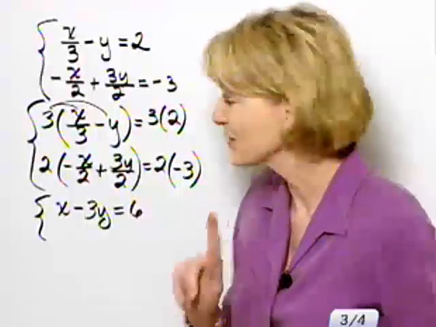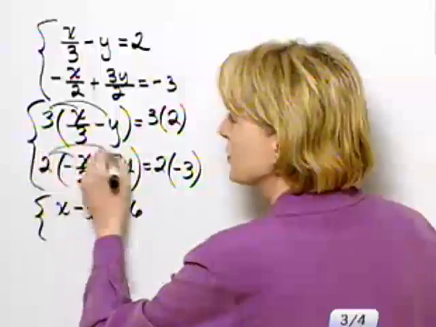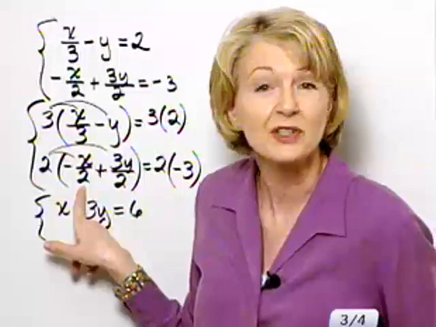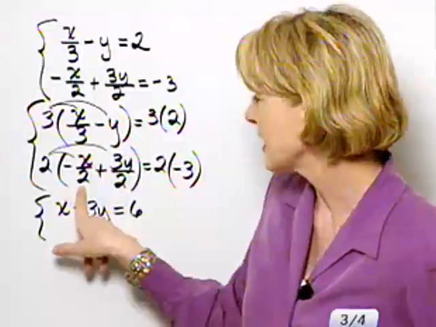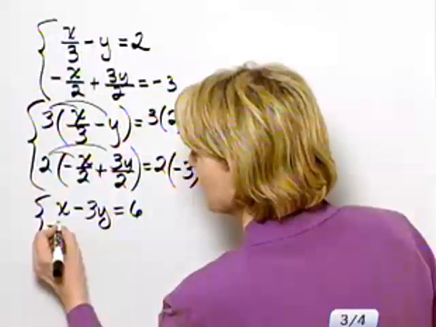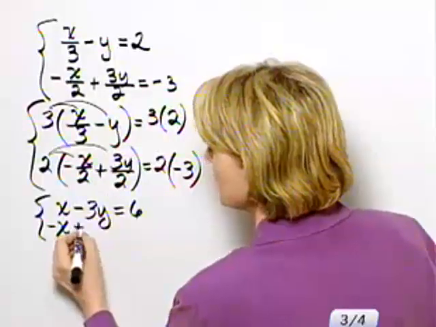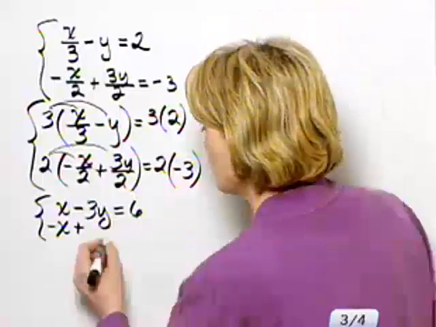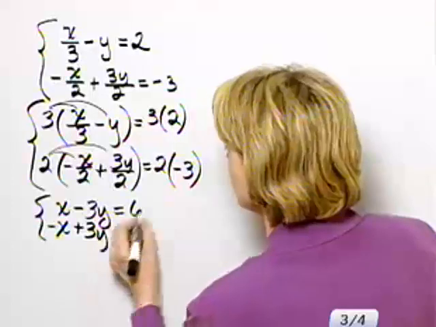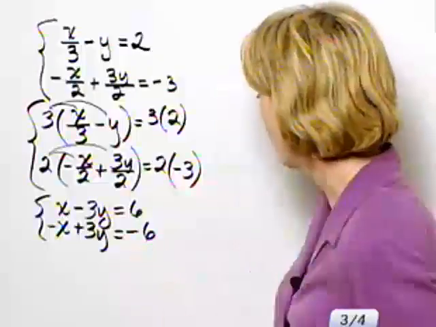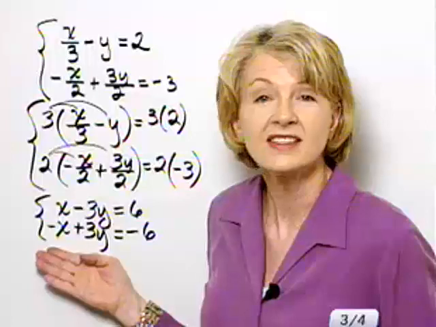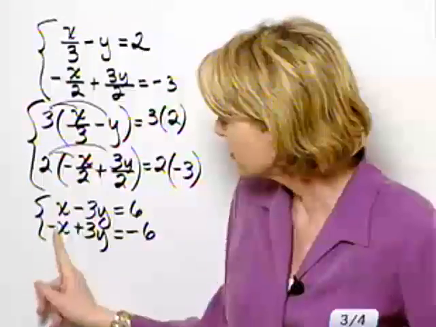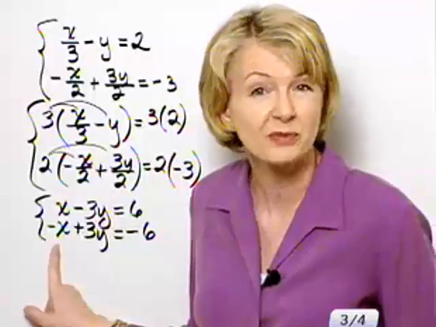Now let's look at the second equation using the distributive property again. 2 times this first term, the 2's divide out, and I'll have negative x over 1 or simply negative x. And then plus 2 times this term, the 2's divide out again, and I have 3y is equal to 2 times negative 3 or negative 6. So this is an equivalent system, looks much nicer, and notice it just happens that the x's will subtract out.